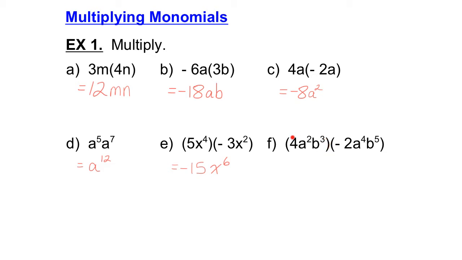And lastly, I have this monomial multiplied by this monomial. 4 times negative 2 is negative 8. A to the exponent 2 times a to the exponent 4. Add the exponents, it's a to the exponent 6. B to the exponent 3 times b to the exponent 5. Again, add the exponents, it's b to the exponent 8. So my answer is negative 8, a to the 6, b to the 8.